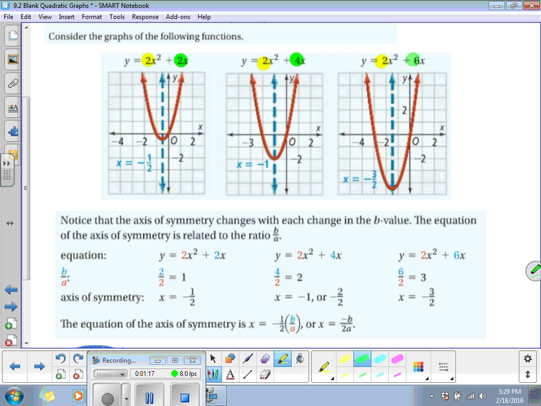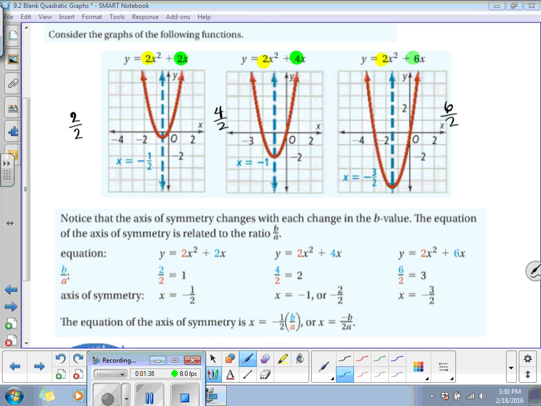So if I take my B over A, up here it's going to be 2 over 2. This one is going to be 2 over 2. This one is going to be 4 over 2. This one is going to be 6 over 2, right? This one is going to be 1. This one is 2. And this one is 3.